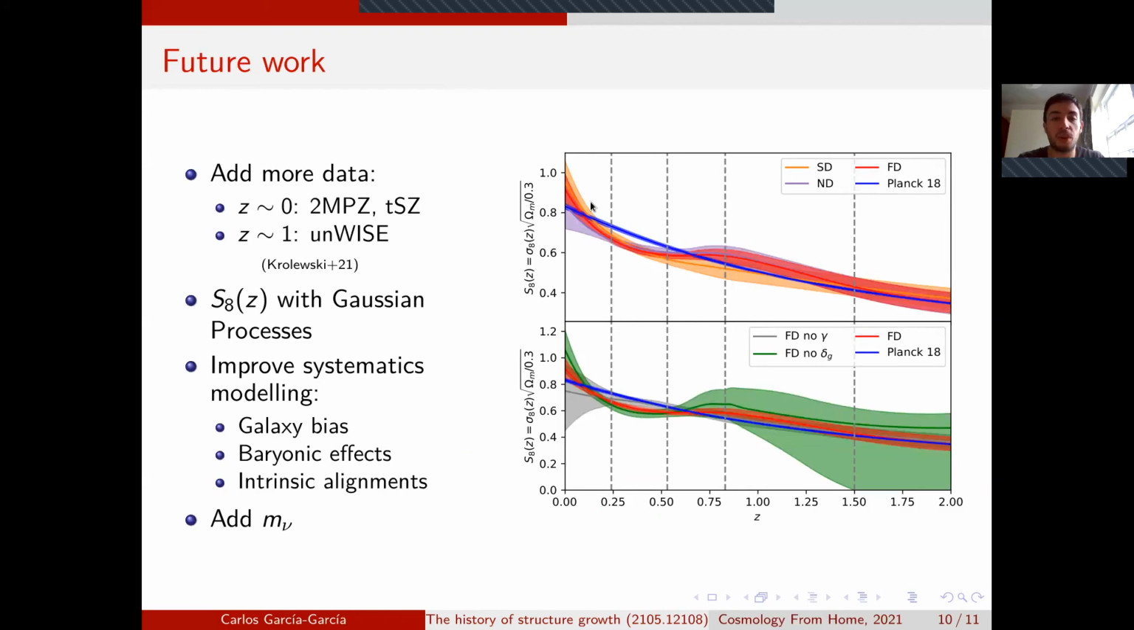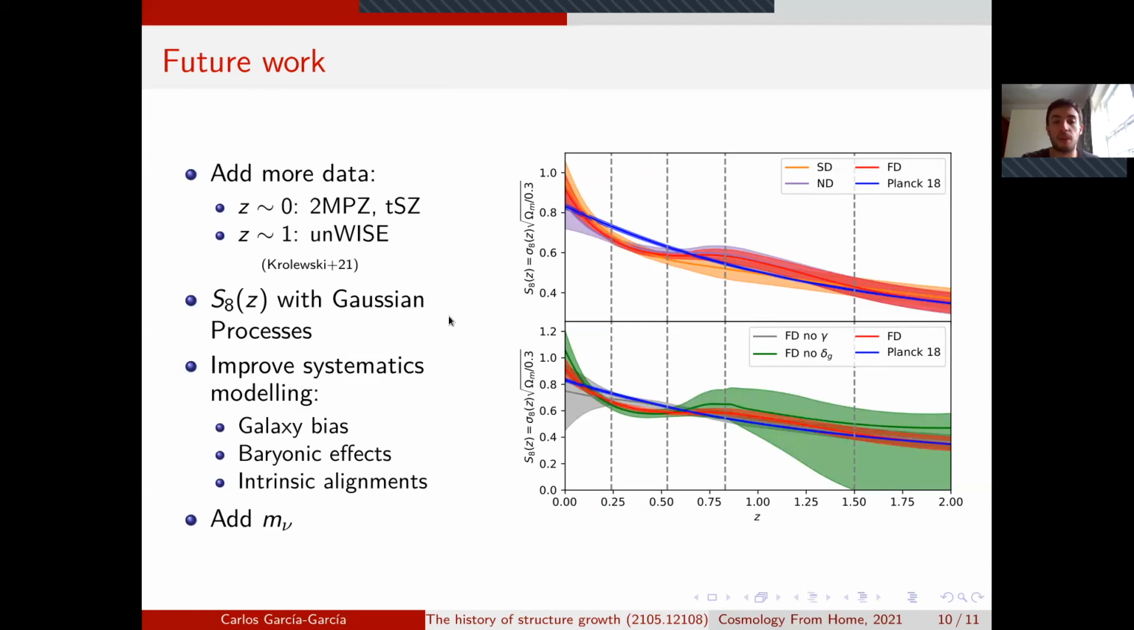Just as future work, we would like to do a few things. First of all, we would like to add more data. We would like to add data at redshift 0 so that we can trust this area here, as well as redshift 1. At redshift 0, we could use full sky surveys like the 2MASS photometric redshift survey or the tSZ. And at redshift 1, we could use galaxy clustering and quasars. This would be particularly interesting to see if this kink that we see in the north dataset is meaningful or is just a statistical fluctuation or something from the splines.